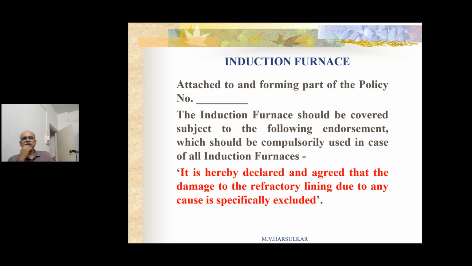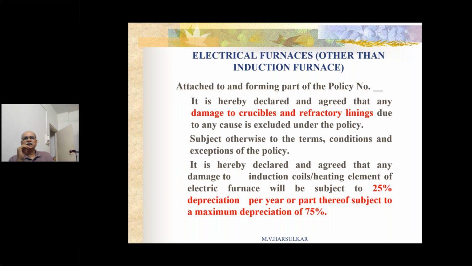Now this induction furnace: refractory lining due to any cause is specifically excluded. So the induction furnace is covered, but if there is a loss to the induction refractory lining, the insured may claim, but this is excluded. Now this is for the electrical furnace. Here the damage to crucibles and refractory due to any cause is excluded. So here the crucible also is excluded because the crucible is non-metallic.